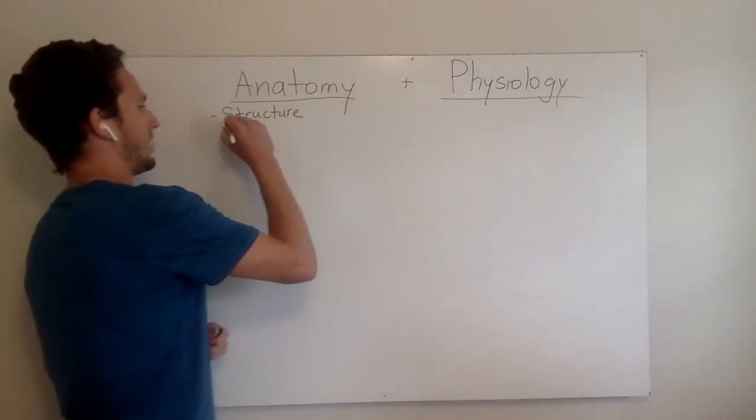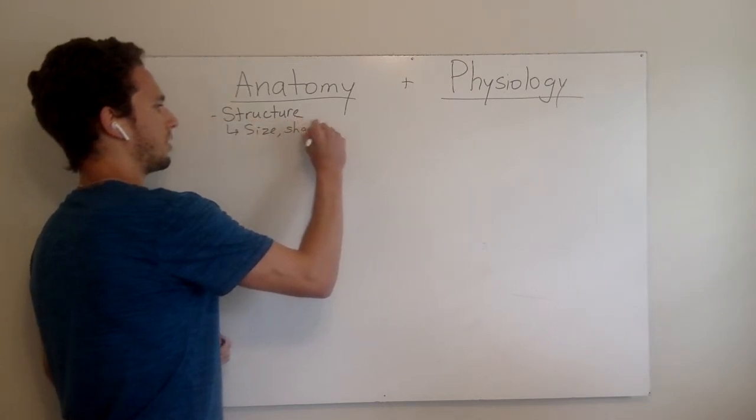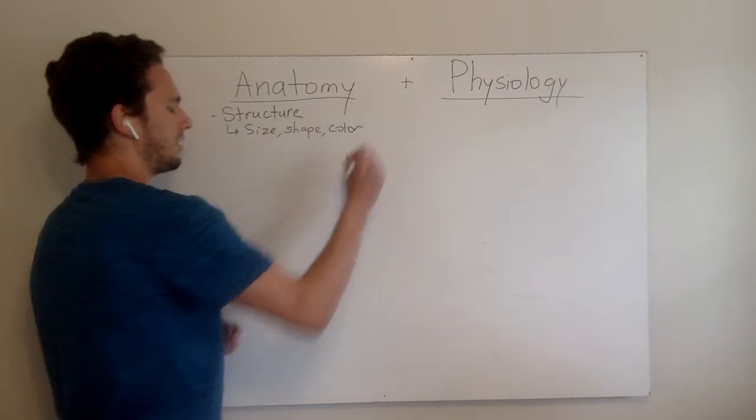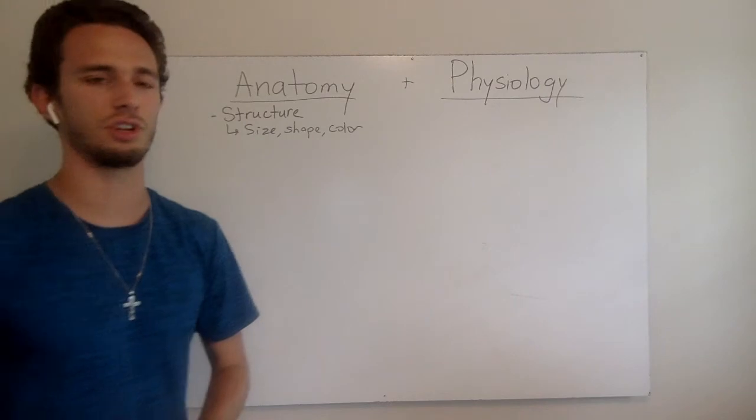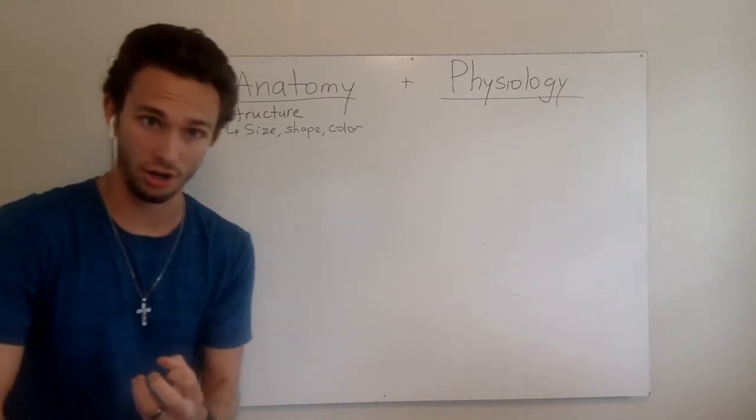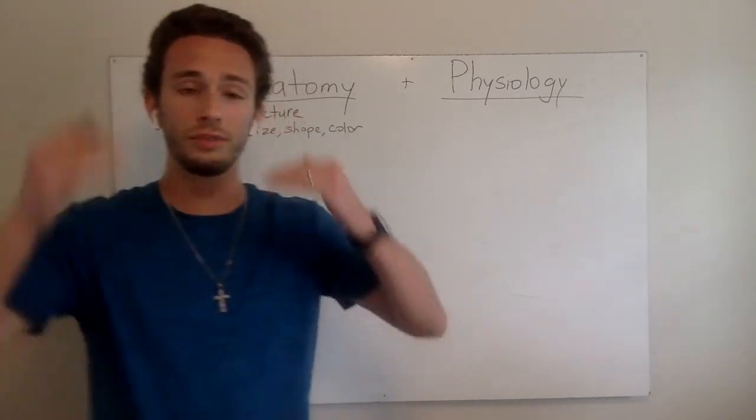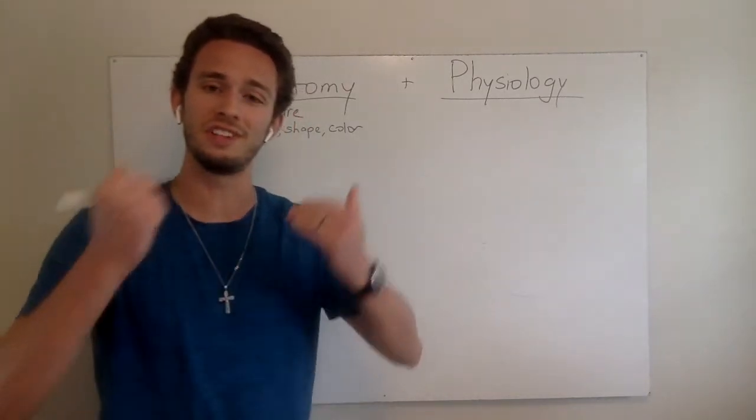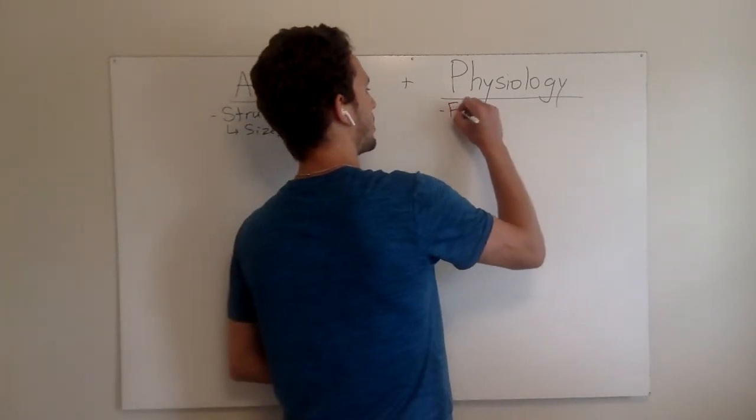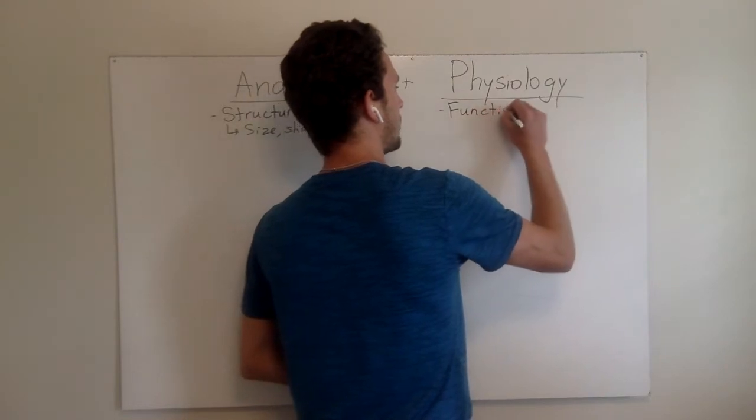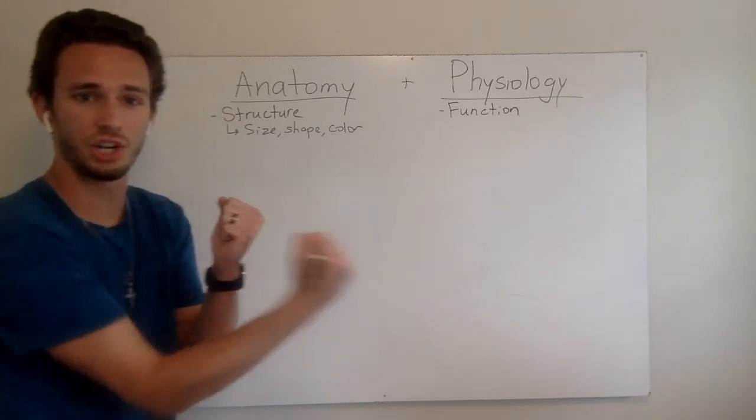So this could be things like size, shape, color, anything that you can describe looking at it, that would be a part of the anatomy of the structure. So say a bone, very hard, okay, dense perhaps, skin, elastic, all of those things are the structures of it. However, the physiology of it, you can guess, is the function. So physio means, well, physical, right? But physio means the function of that thing.